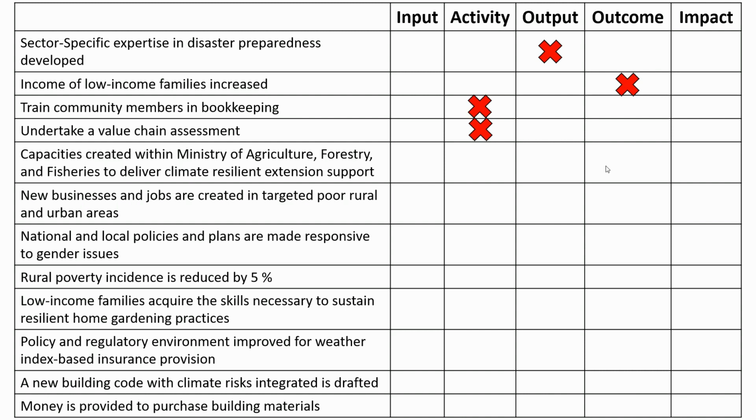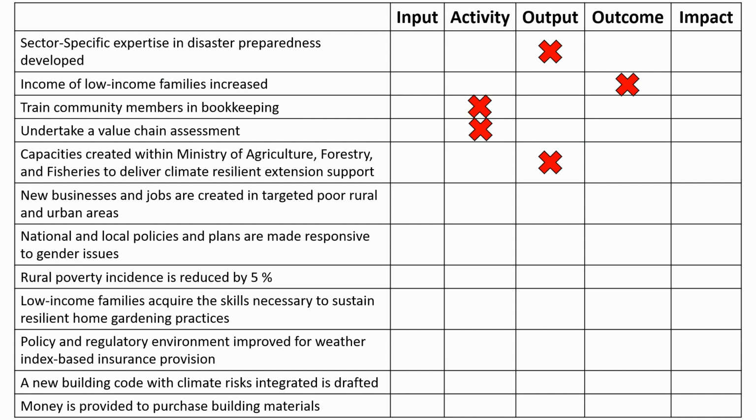It's not an impact because it's not a big picture thing, and it's not an outcome because there's been no change in behavior at this point. So this is clearly an output. Because remember, this is a good or service. We've provided a service, and that service is to improve capacity within the ministry.